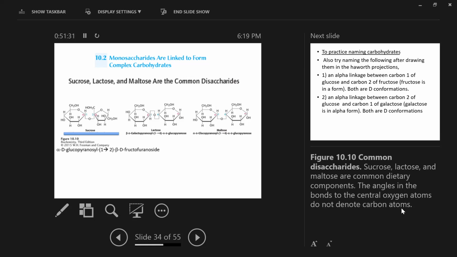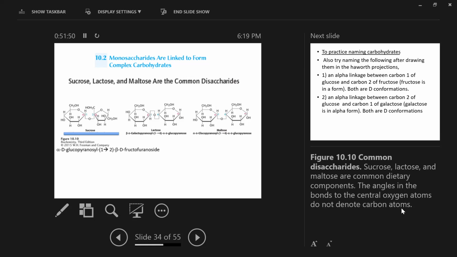But if I do left to right, well, this is glucose. It's much bigger than fructose. It's going to be alpha, which it is pointing down. D-glucopyranosyl, just like the other ones. 1 to 2, carbon 1, carbon 2. And we'll have to take the word for it, beta, because they flipped it.